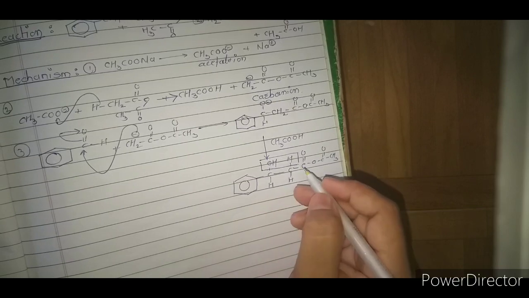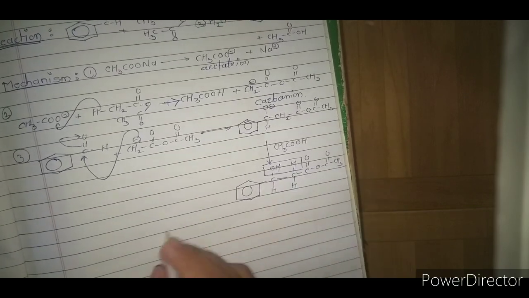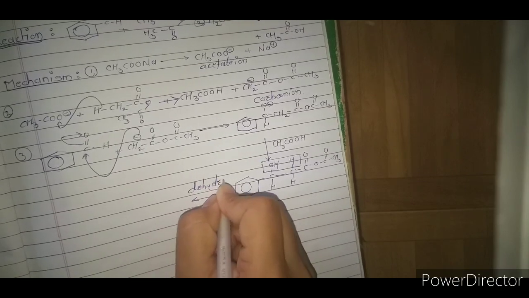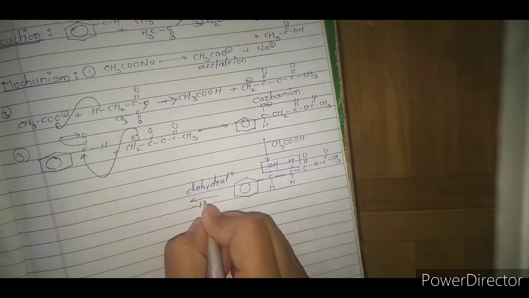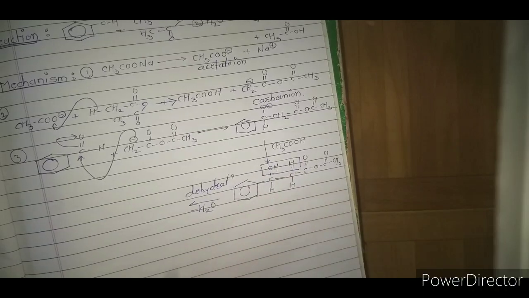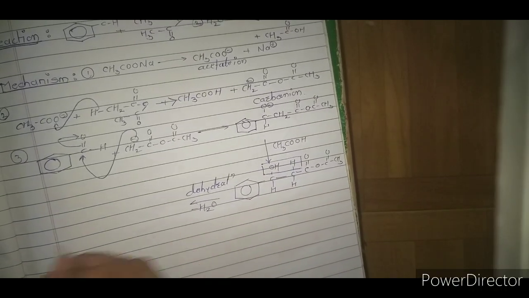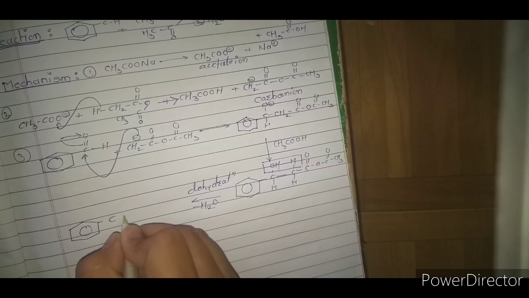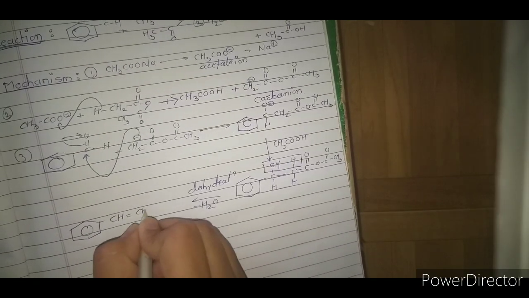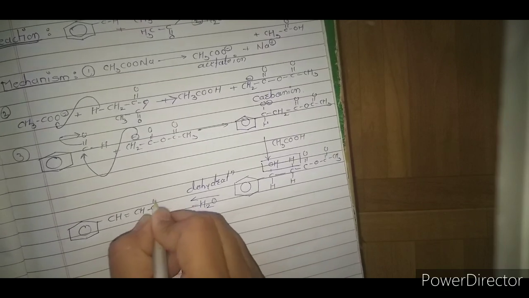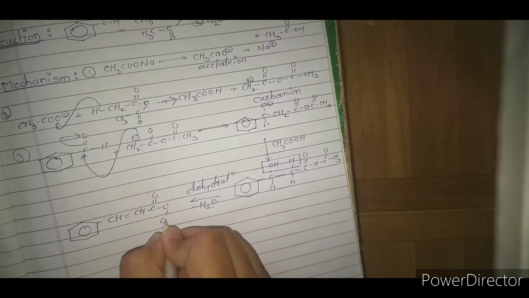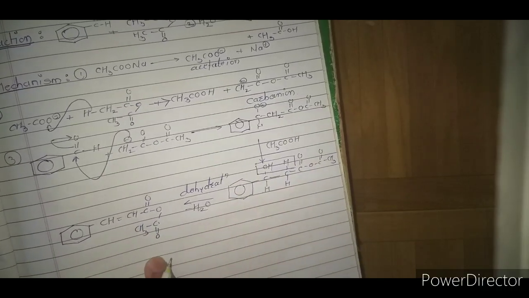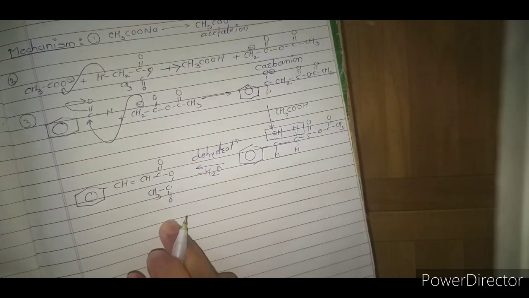The dehydration, means removal of water. Dehydration takes place. This water molecule is removed and forms this compound, CH, C double bond O, O, C double bond O, CH3. So this is your next compound.